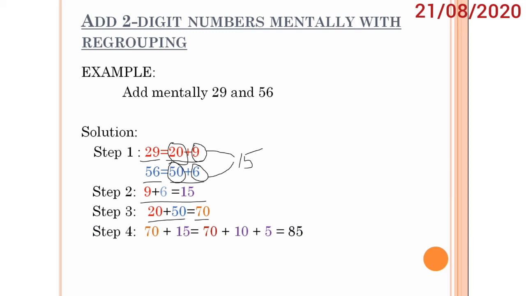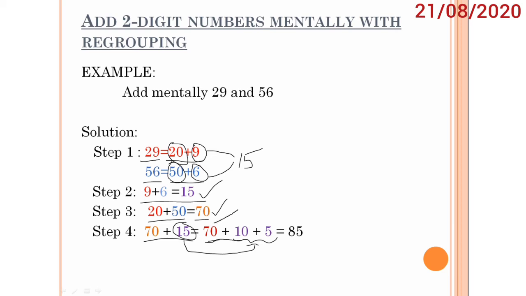Now step number 4. We have to add the sums of step 2 and 3 mentally, and we have to regroup if we need. That means we will add the numbers which we have obtained in step 3 and step 2, that is 70 plus 15. See this, there is a 15, isn't it? So we will regroup this one as 10 plus 5. We have regrouped 15 as 10 plus 5. Then we will add the numbers.